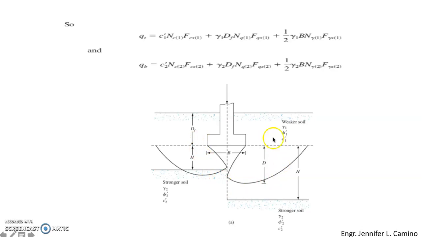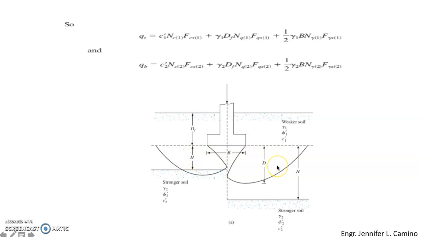So this is an illustration for a two-layered soil wherein the top soil is a weaker soil and the bottom part is a stronger soil. As mentioned a while ago, if the ratio of H over B, as shown on the left side of the illustration, is relatively small, the failure surface will occur basically in both layers. It will occur on the weaker soil and it will also pass through the stronger soil, as illustrated here. So this is the failure zone. It extends to the stronger soil when the ratio of H over B is relatively small.